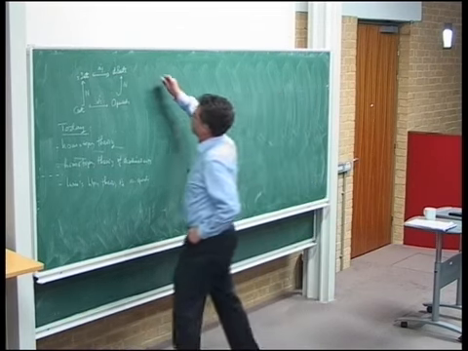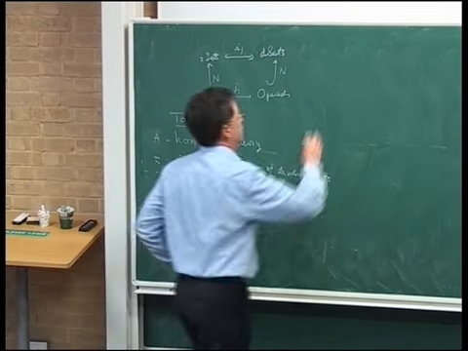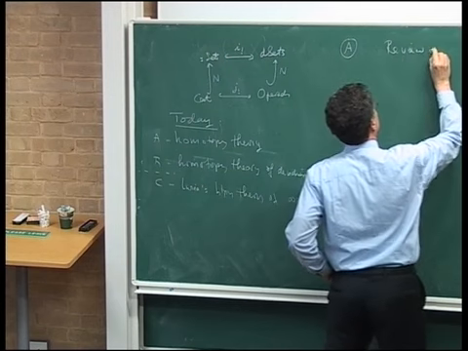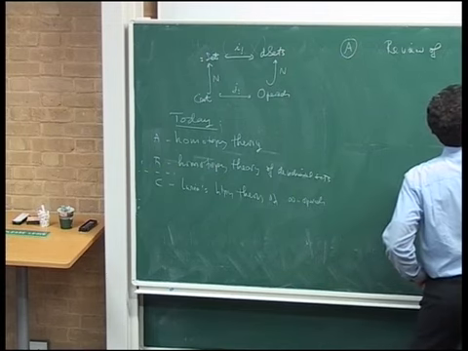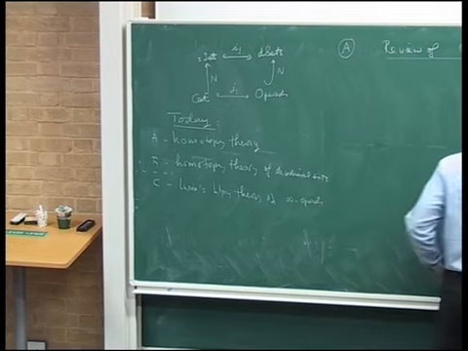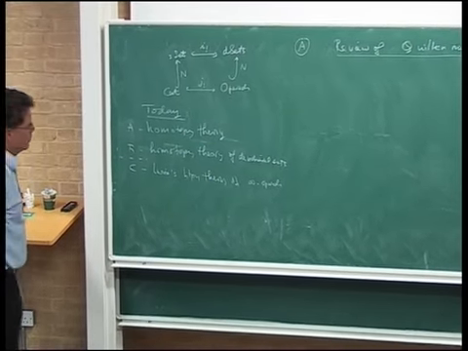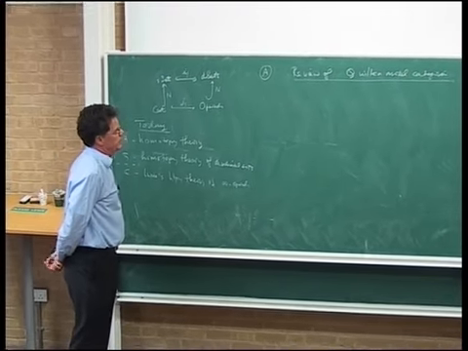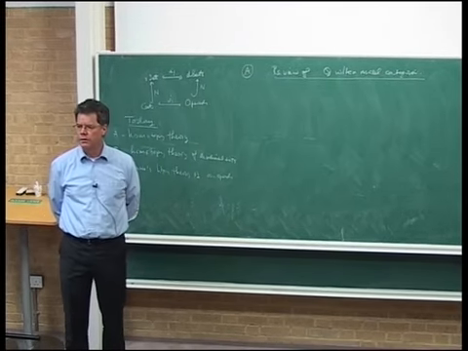So I will begin with, so this will be A, B, C. A will be a review of Quillen model categories. And this goes back to Quillen's paper on rational homotopy theory of the late 60s. And there Quillen gave various models for rational homotopy theory.